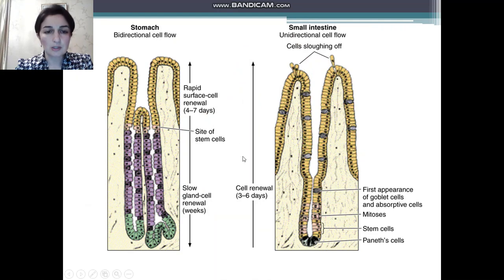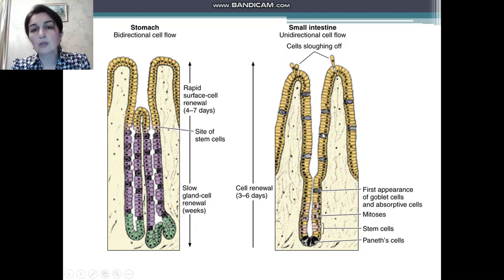About the regenerative cells, pay attention to the wall of the stomach, and the wall of the small intestine. Here we can see the small stem cells, which are located near the isthmus, the neck of the gastric glands. They undergo division and they move upward and downward. In that way, they replace the cells of the epithelial lining. The rate of renewal here is 4 to 7 days.